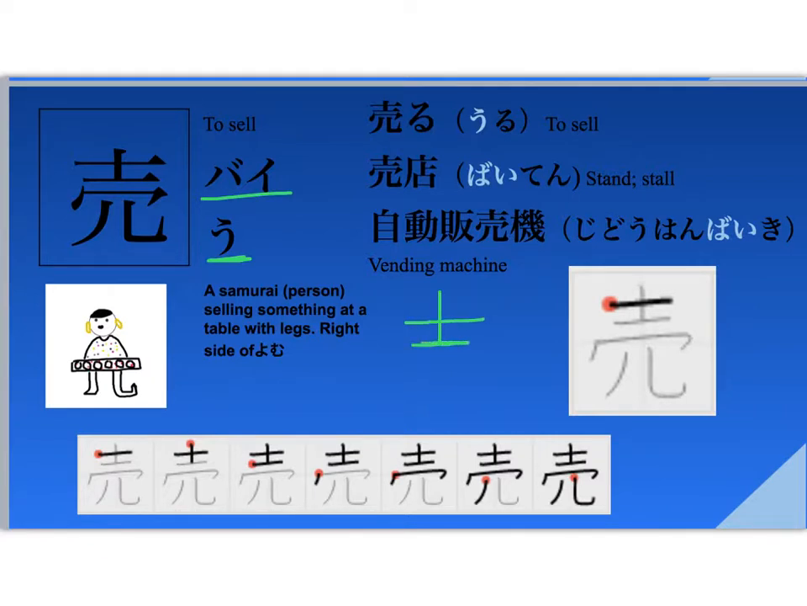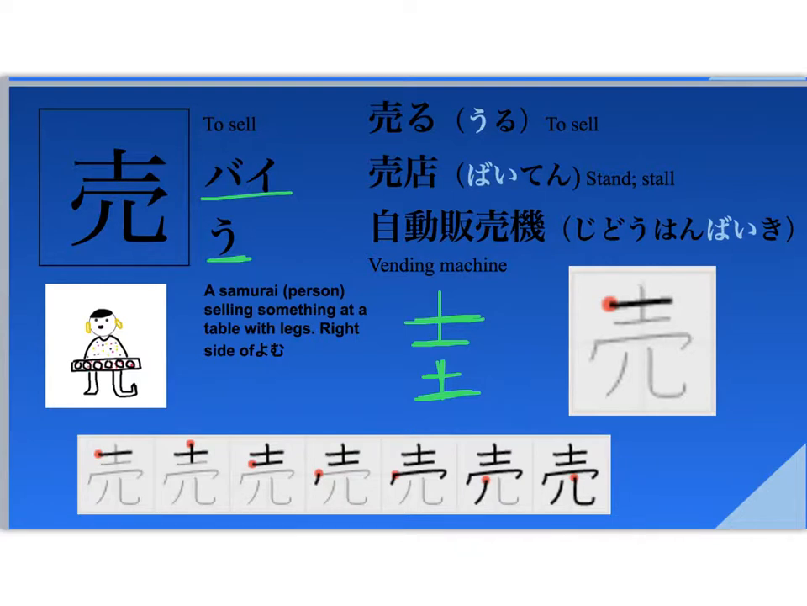The small stroke is at the bottom here. The longer stroke is here. Whereas if you're looking at doyobi no do, it's the opposite. The longer stroke is at the bottom, so don't get confused between these. You might recognize this as the right side of yomu. But essentially what this is then, a samurai who's sitting at a table. The table has legs, and here they're selling something.